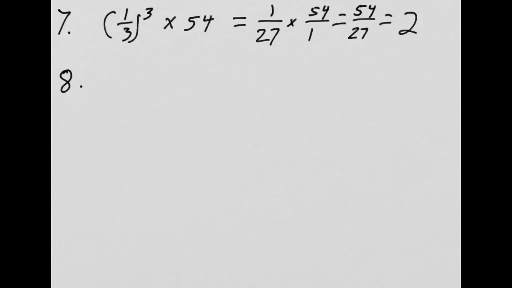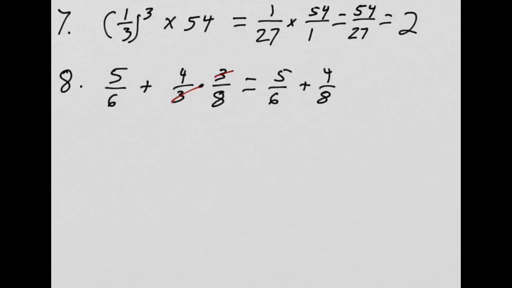Number 8 is 5/6 plus 4/3 times 3/8. We'll start with multiplication, and I can simplify this by canceling those out. And then I'll have 5/6 plus 4/8. I'm going to go ahead and reduce the 4/8 to 1/2.